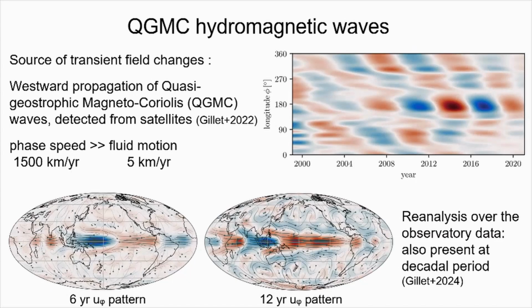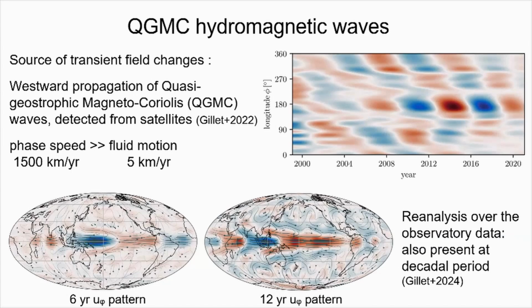These are hydromagnetic waves. It is motion of the fluid, but also perturbation of the magnetic field inside the core. These are called QG-MC. QG is for quasi-geostrophic, which means much influenced by the rotation of the Earth, by the Coriolis force. And MC, the M is for magnetic, which means the restoring force is not only the Coriolis force, but also the magnetic force in the core. We see the westward propagation of patterns here, at the core equator again, over more than 20 years.